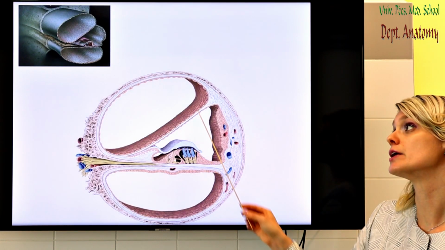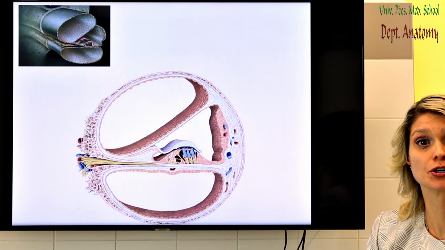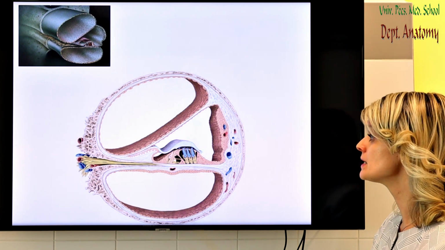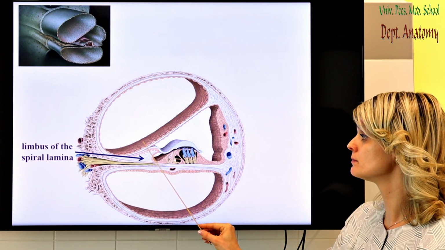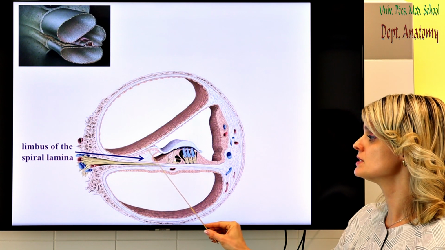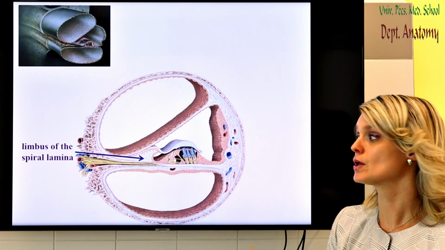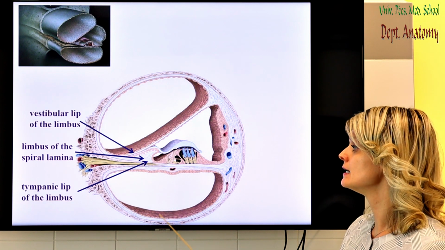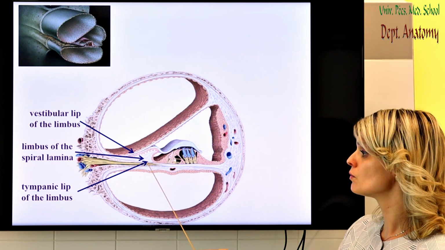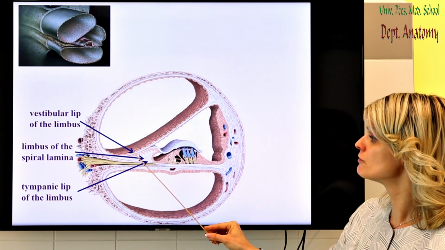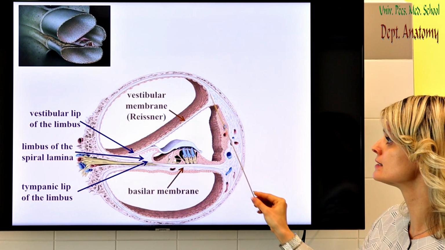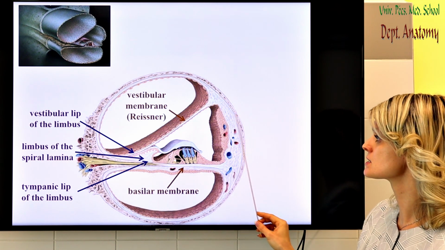Let's see now the higher magnification and the histological picture of the spiral canal of the cochlea. So here in the middle part, this is the spiral lamina. Into this part is fixed the limbus of the spiral lamina. It has 2 lips. The upper part is called the vestibular lip, and the lower part is called the tympanic lip. From this will originate a membrane which will separate the scala vestibuli from the scala media.